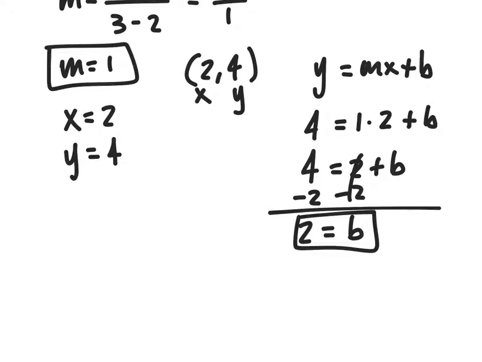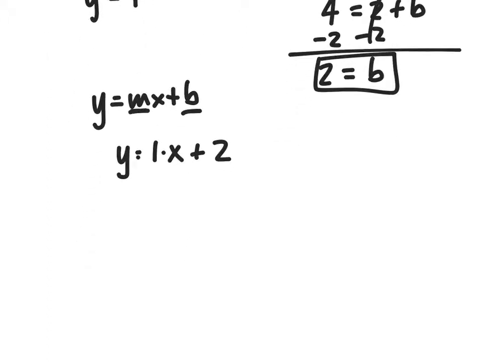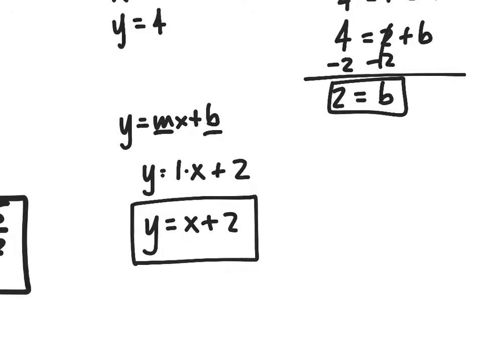Using y equals mx plus b, I'm going to plug in 1 for m, and then 2 for b. So I've got y is equal to 1 times x, and then plus 2. 1 times any number is just that number. So y is just equal to x plus 2, and that's my answer. Y equals x plus 2. That tells me that I have a slope of 1. When there's no number in front of the x, it's a 1, and that's what our slope is. So that's it on this one.